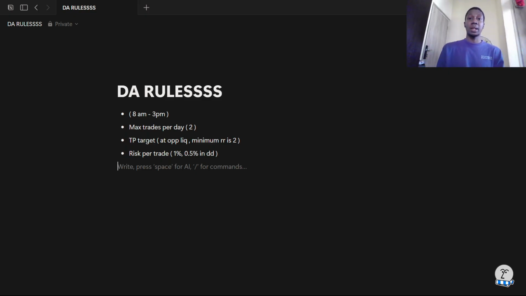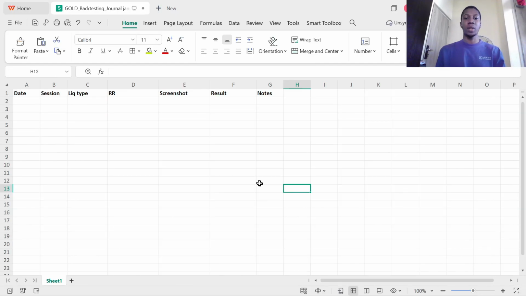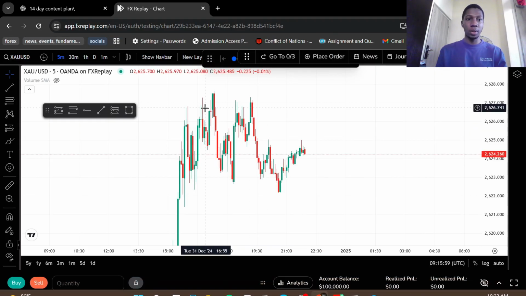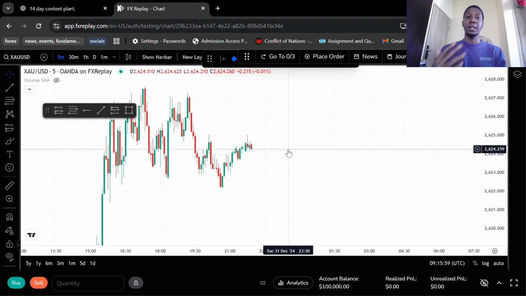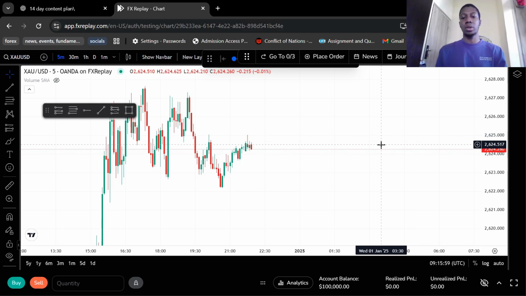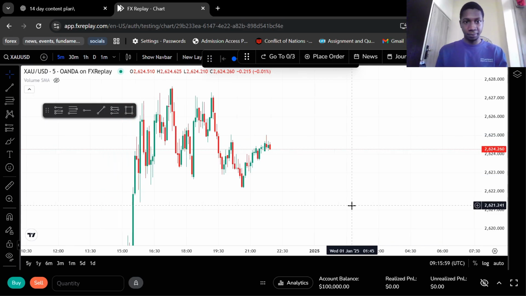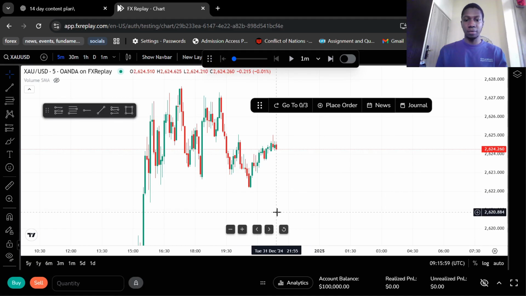liquidity. Sometimes my stop loss size will be so large that targeting opposing liquidity will not give me a decent risk to reward. So I must just make sure that my risk to reward is 2. The risk per trade is going to be 1% if we are not in drawdown, and 0.5% if we enter drawdown. So for the first trade on gold, I'm going to be risking 1%. If it wins, I'll keep on risking 1%, and if we enter drawdown, then I'll scale down my risk to 0.5%. So let's get into it.